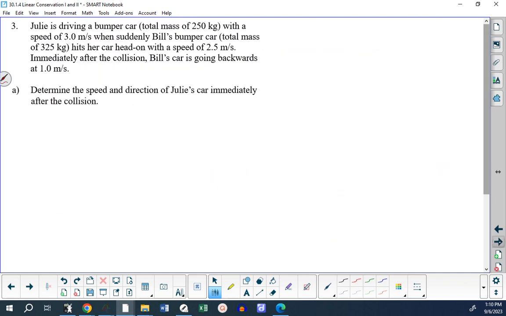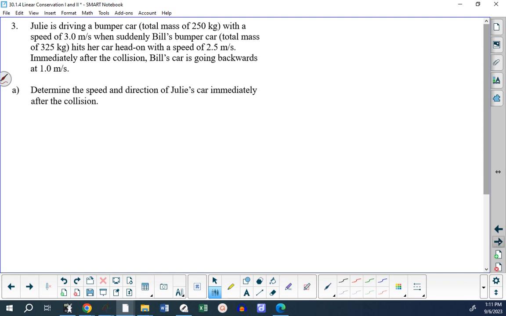All right, this next example has a lot of calculations in it, but we're not going to all do all the calculations. I'm going to get some of you to do one calculation, some of you to do another. Well, we got our Julie and Bill at the Calgary Stampede or the Edmonton X, doesn't matter, and they're riding bumper cars. Julie is driving a bumper car, and the total mass of her and the bumper car is 250 kilograms. She's moving at 3 meters per second, and Bill hits her head on. You do need to understand what, in terms of the English language, head on means: they're moving towards each other. Okay?